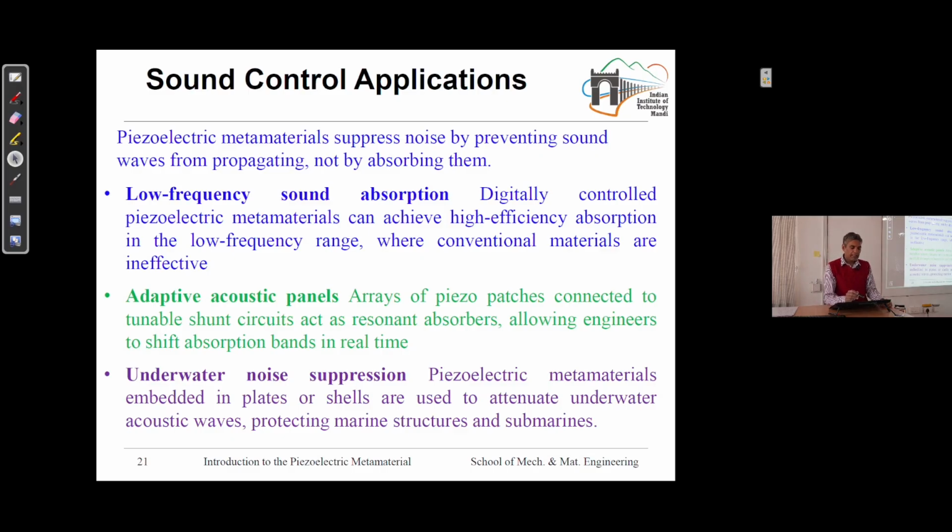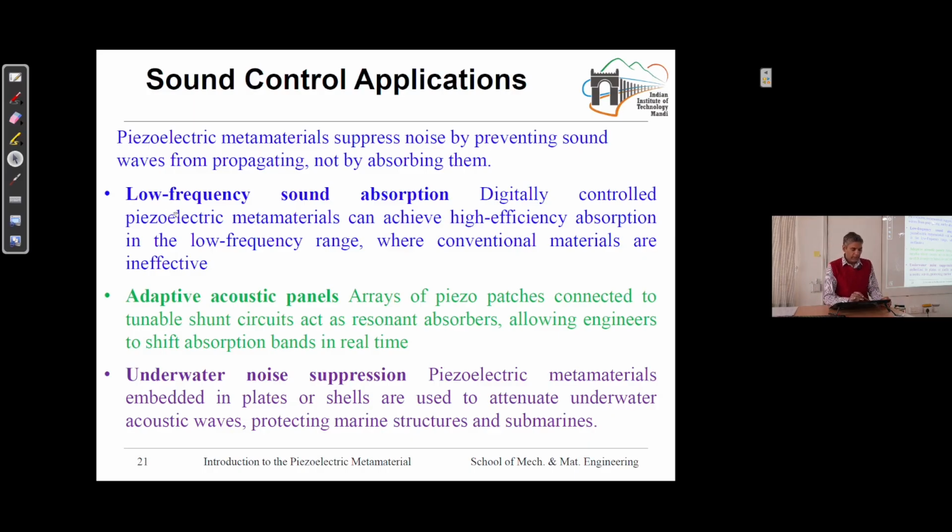Similarly, the applications of piezoelectric metamaterials in sound control. Piezoelectric metamaterials suppress noise by preventing sound waves from propagating, not by absorbing them, right. That actually is the main concept. Here the noise or sound is not absorbed; the waves are cancelled out, right. How they are cancelled out, that we will discuss.